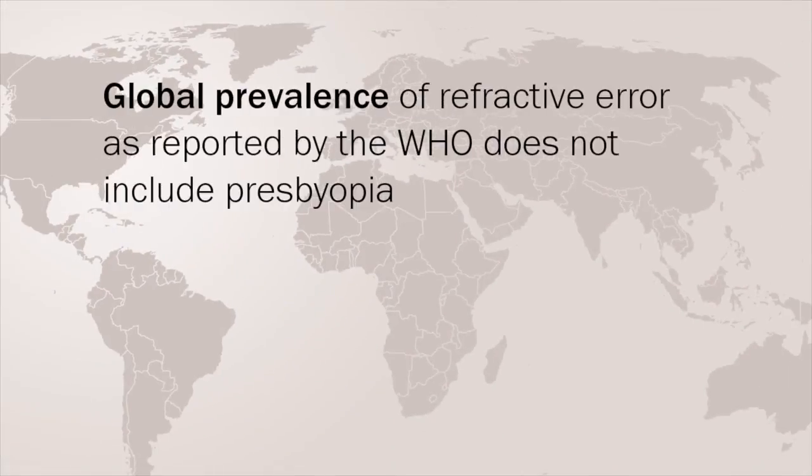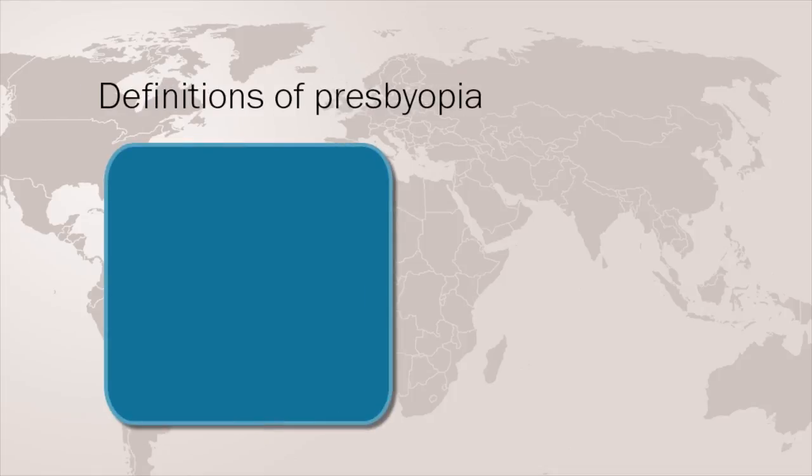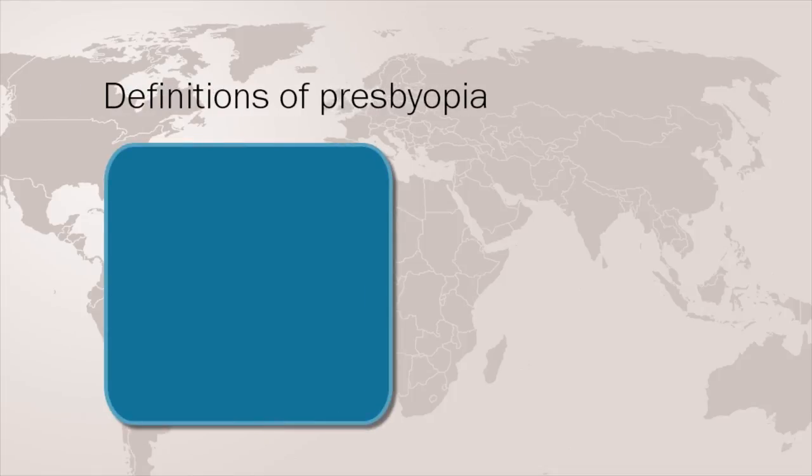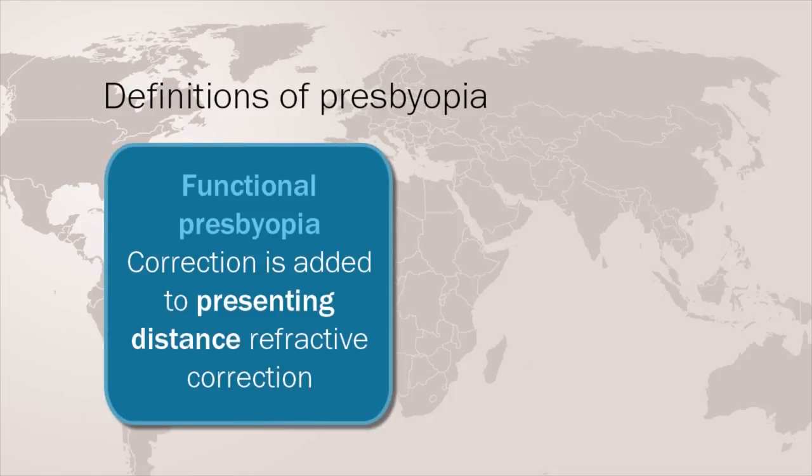The global prevalence of refractive error, as reported by the World Health Organization, does not include presbyopia. Definitions of presbyopia. In functional presbyopia, significant optical correction, at least +1 diopter, must be added to presenting distance refractive correction to achieve a near visual acuity improvement of either more than one line or so that N8 print can be read. N8 print is the same size as newsprint.